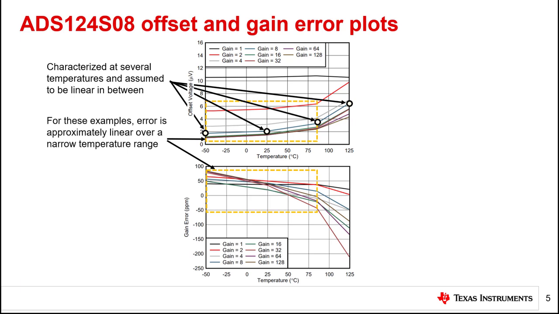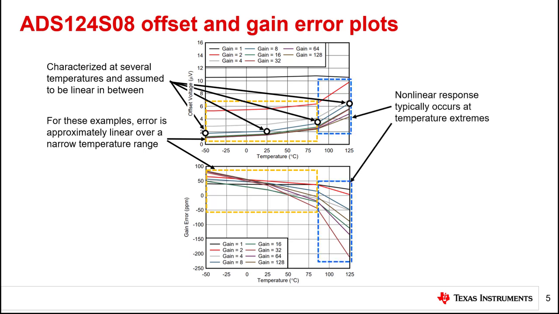Next, both plots have a region where the error is approximately linear across temperature. This is highlighted by the orange rectangles. Using the box method to calculate a temperature drift specification within these regions provides a reasonably accurate estimate of the drift.